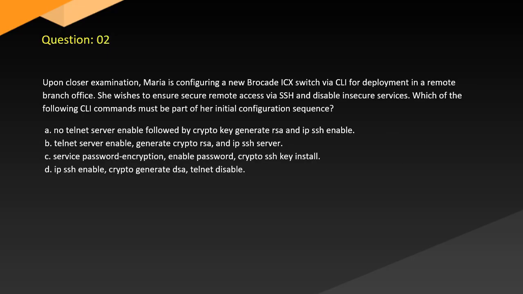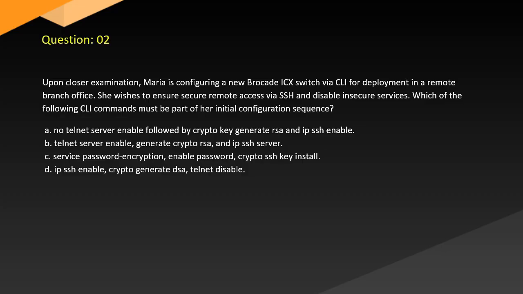Question 2. Upon closer examination, Maria is configuring a new Brocade ICX switch via CLI for deployment in a remote branch office. She wishes to ensure secure remote access by SSH and disable insecure services. Which of the following CLI commands must be part of her initial configuration sequence? A. No telnet server enable, followed by crypto key generate RSA and ip SSH enable.